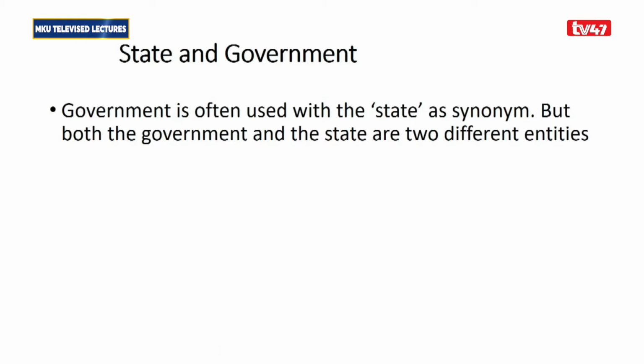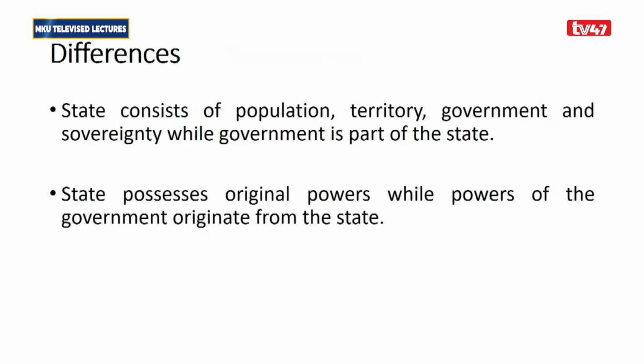Now we'll look at the difference between the state and the government. The government is often used with the state as a synonym, but both are two different entities, and we will look at the differences. A state consists of population, territory, government, and sovereignty, while government is part of the state. Therefore, a state is an umbrella, and a government falls within the state.